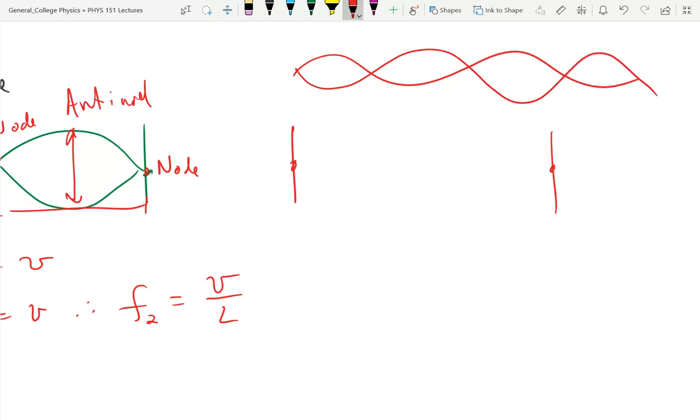Our rule is we're going from node to node. So here's the 0th node. Here's the first node. Here's the second node. Here's the third node. Here's the 4th node. So the first wavelength that it could support was when the length was going from here to here, 1/2 wavelength. The second one was from here to here, 1 wavelength. What's the third one going to be?